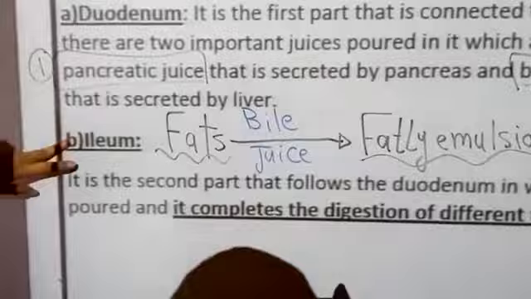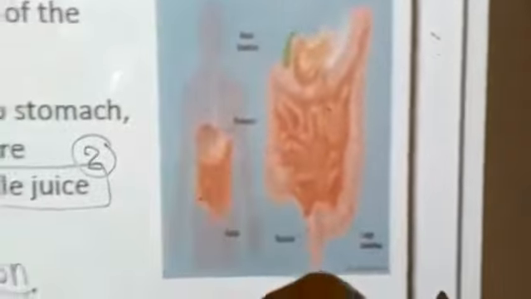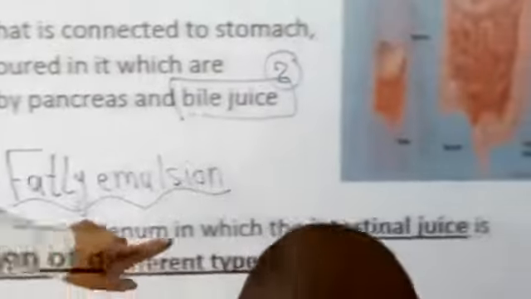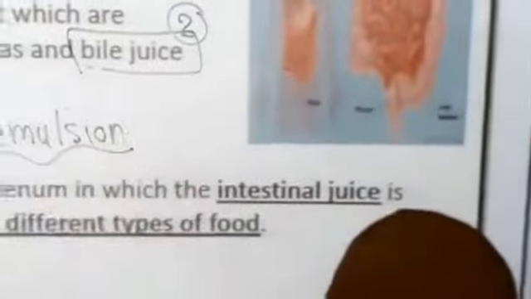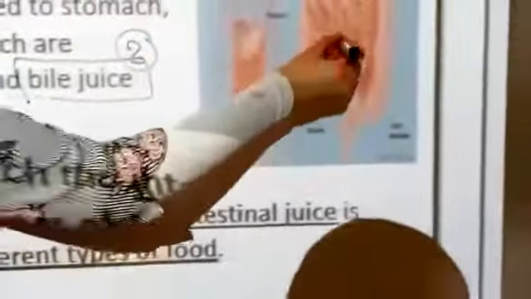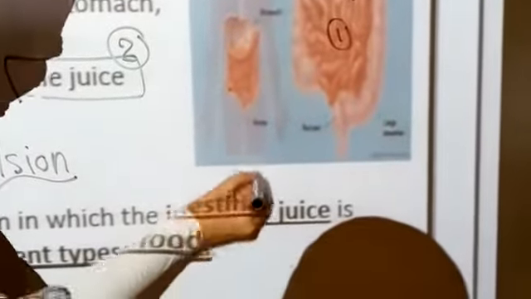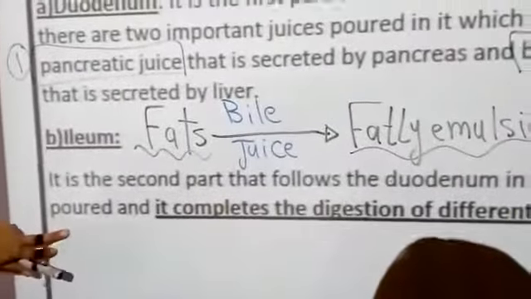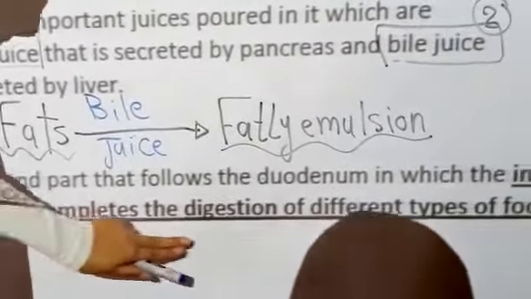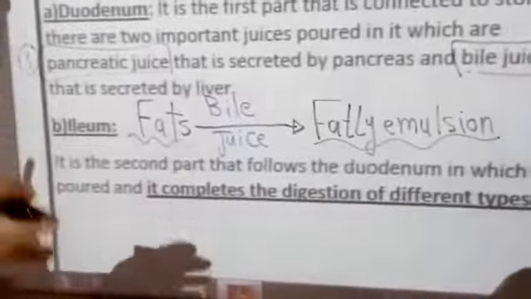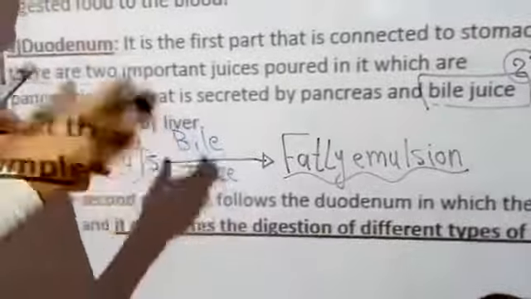The second part is the ileum. This is the ileum. It is the second part that follows the duodenum. In the ileum, there is 1 juice only, intestinal juice. Intestinal juice is poured or secreted, and it completes the digestion of all types of food.